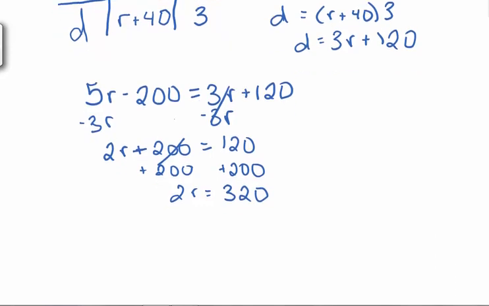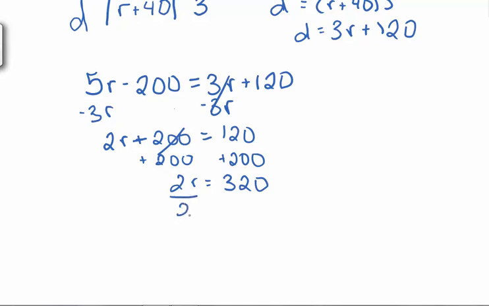We need the R by itself, so we'll divide both sides by 2 to get that R is equal to 160. So the speed of the plane in still air is 160 miles per hour.